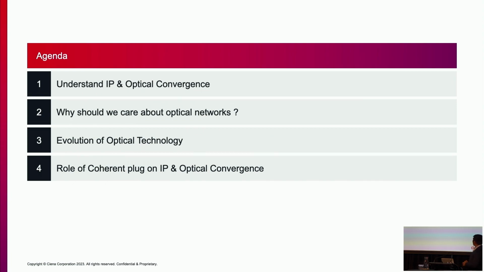Looking at the agenda, let's try to understand what IP optical convergence means. There's a lot of focus going around IP optical convergence. Let's try to understand its meaning and what benefits it brings on board. Second, we will go through why we should care about optical networks. In this topic, we will have more discussion on the functional components of the optical layer, what the considerations are, and more importantly, what benefit it brings on board. Then we will see how optical technology has evolved over a period of time along with the coherent plugs. And finally, we'll touch base on a multi-layer management system, which is generally the bedrock for optical convergence.